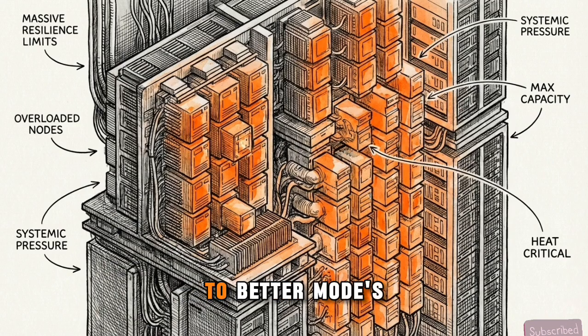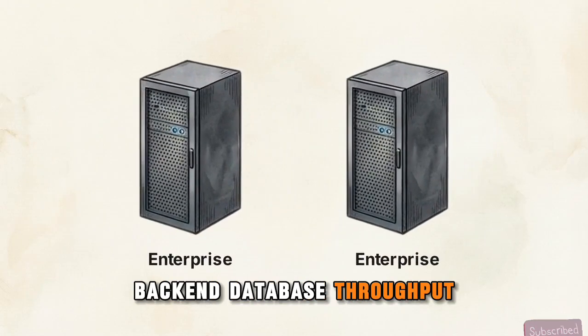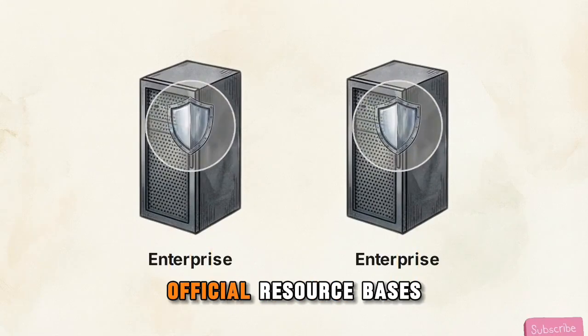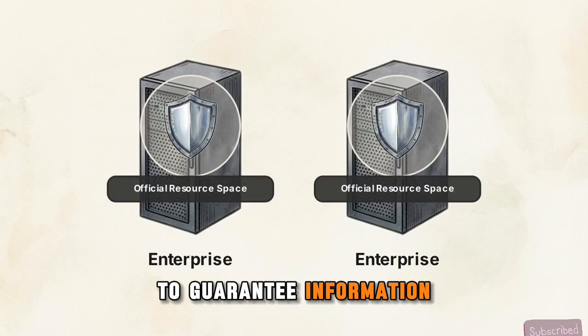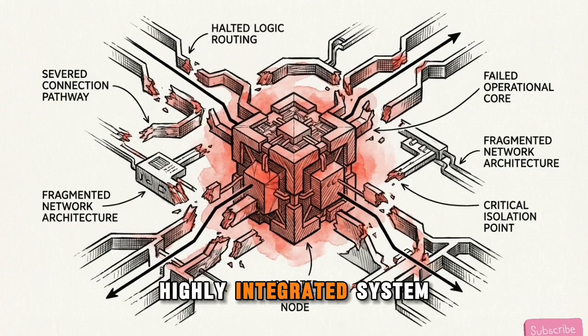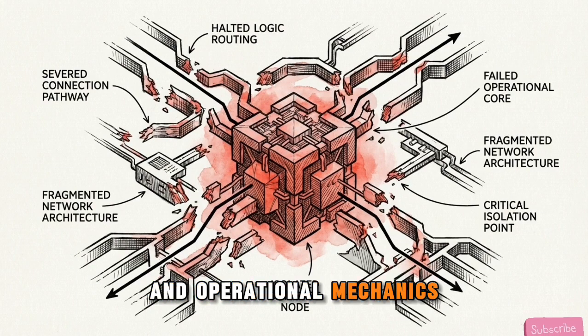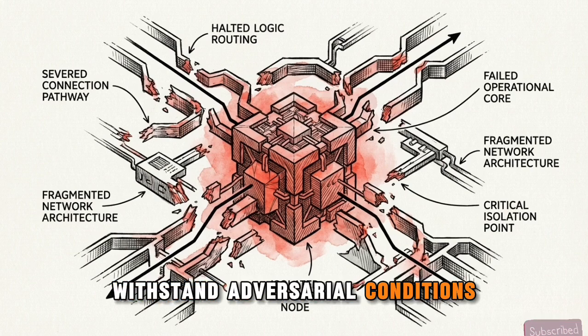Compare this collapse to BetterMode's V2 resilience strategy. When faced with scaling pressure, they sunsetted their free tier to prioritize back-end database throughput and introduced strict official resource spaces to guarantee information integrity under high load. A generalized, highly integrated system holds no value if its governance and operational mechanics cannot withstand adversarial conditions.